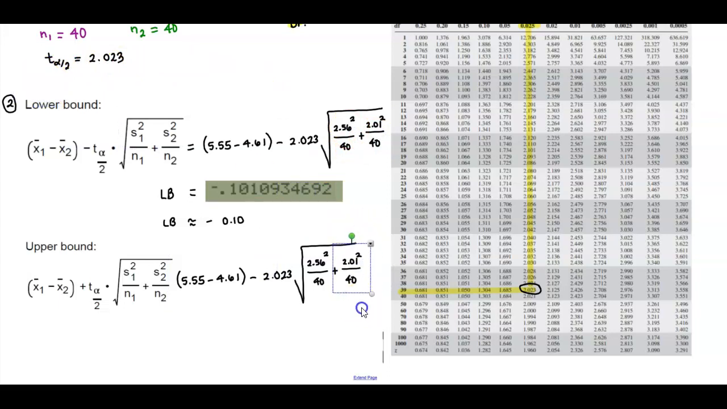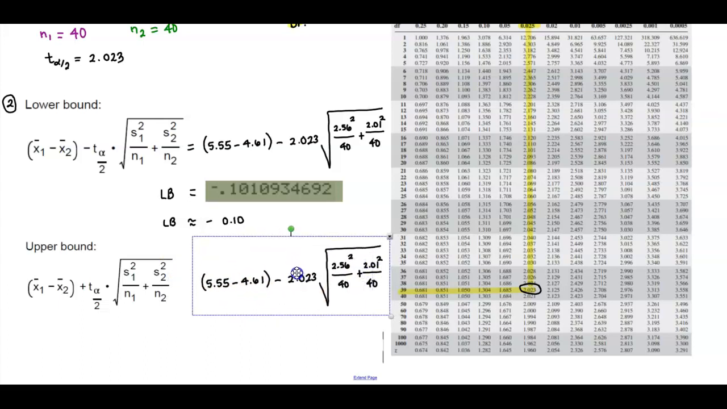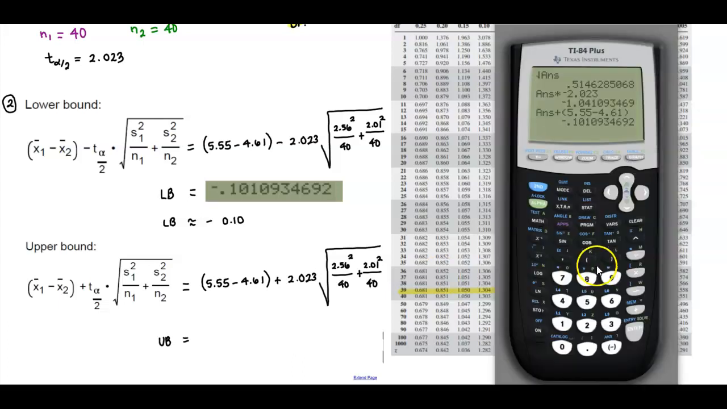Okay, so now we're going to do the same thing, taking these values, but instead of subtracting, we're going to add. So we want to find the upper bound here. So again, just to get used to the calculator, we get 2.56 squared divided by 40, and then plus 2.01 squared divided by 40.